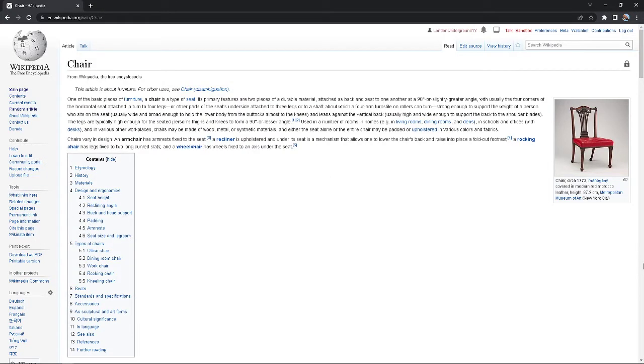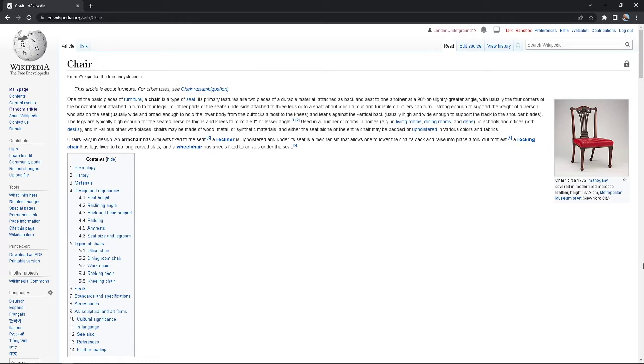One of the basic pieces of furniture, a chair is a type of seat. Its primary features are two pieces of a durable material, attached as a back and seat to one another at a 90 degree or slightly greater angle.